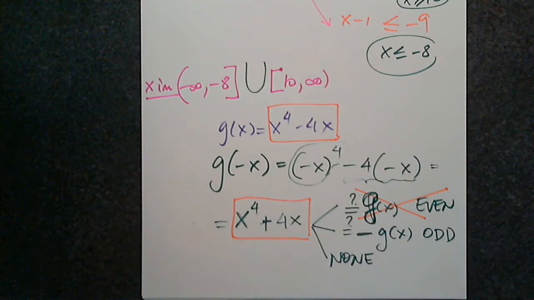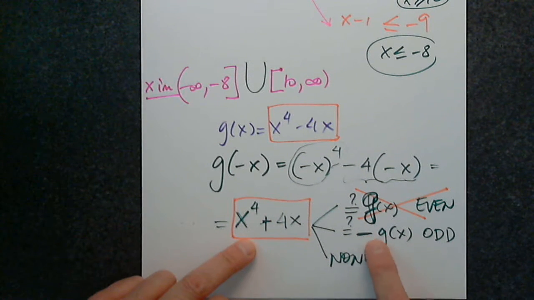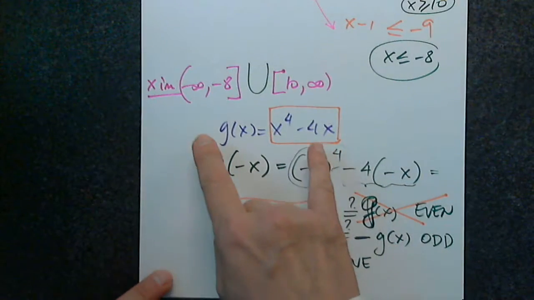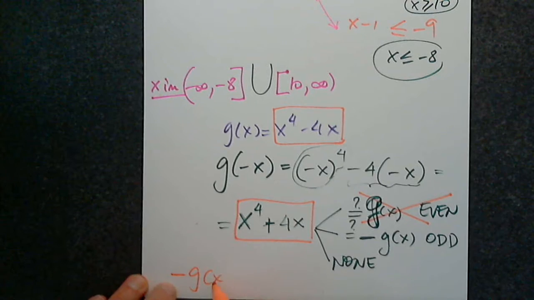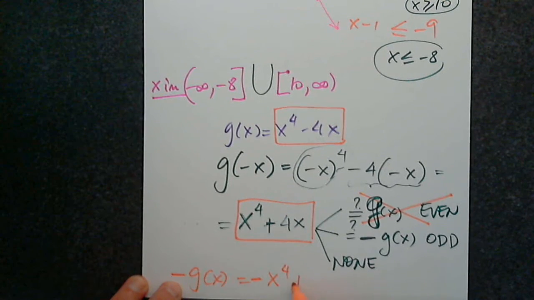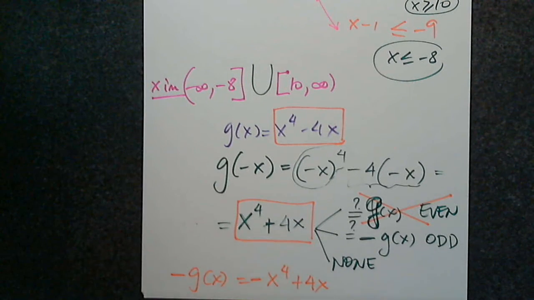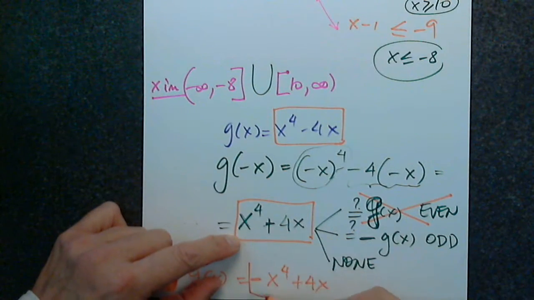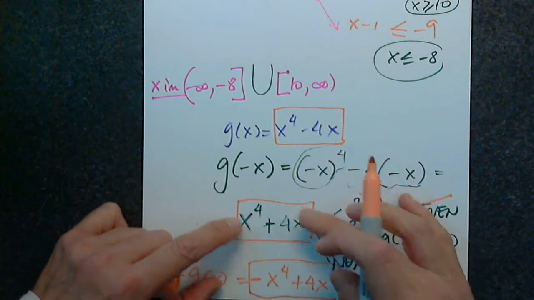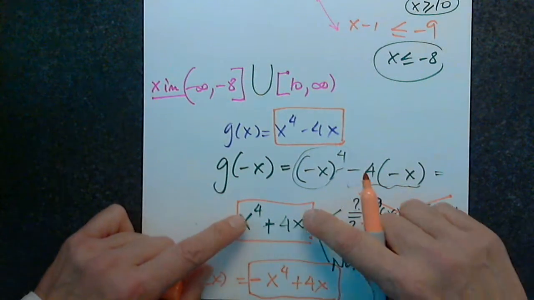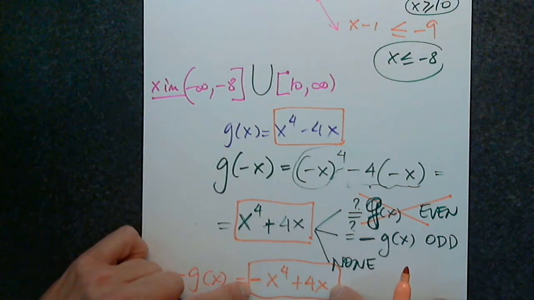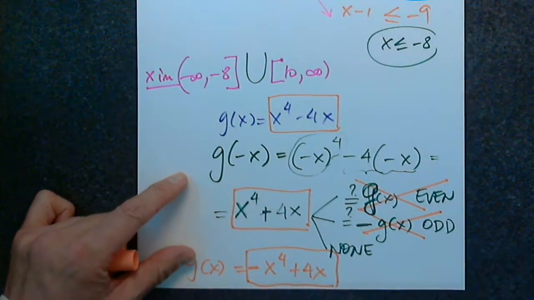Now I have to compare this to the opposite of the function. So I will have to multiply both sides here by negative 1, negative g of x, negative x to the fourth, plus 4x. So now I'm comparing this to this. If they are identical, I'll say it's odd. Are they identical? No. What do we conclude about this function?